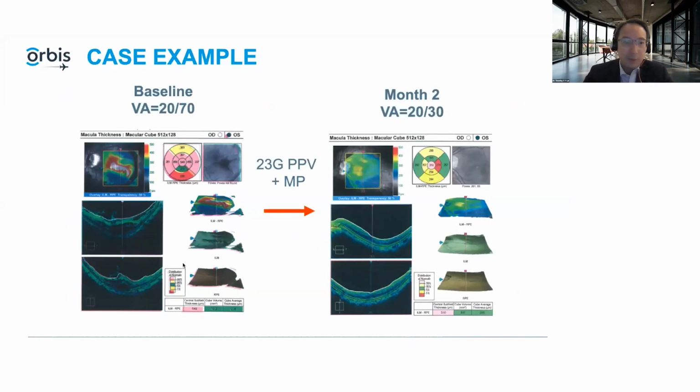So this is an example that we operated on. The patient, you can see epiretinal membrane and also full field detachment at the macula, with 20/70 vision. We did a vitrectomy and membrane peeling, and after surgery, 2 months later, there was complete resolution of the myopic foveoschisis, and vision improved to 20/30.